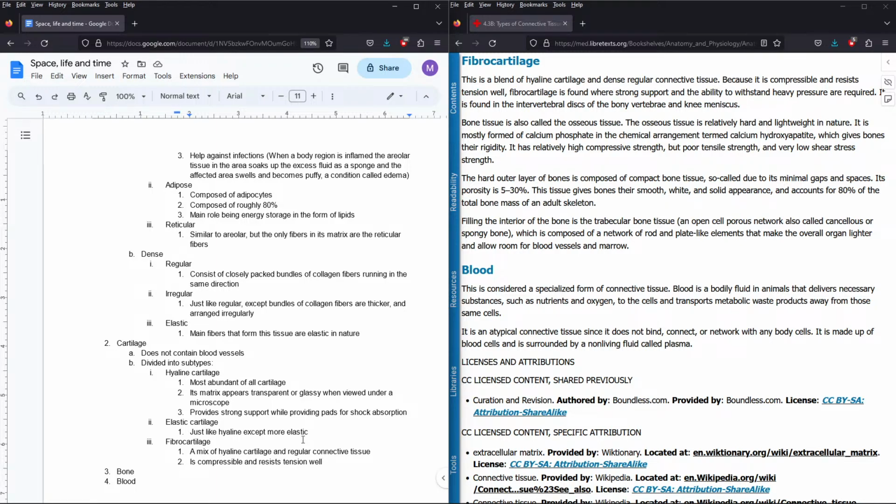Tension. Well, yeah. Fibrocartilage is found where strong support and the ability to withstand heavy pressure are required. It is found in the intervertebral discs of the vertebrae. Bone tissue is also called the osseous. There are three different vowels in there.